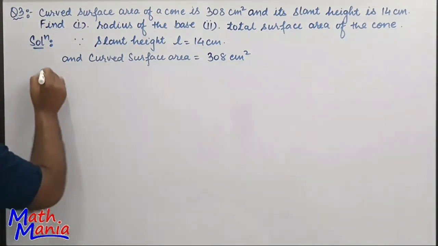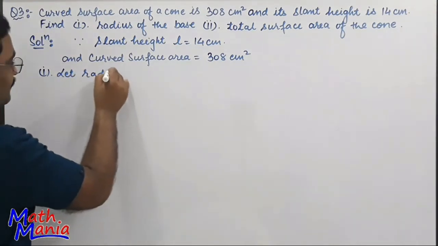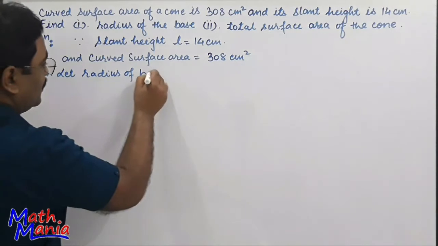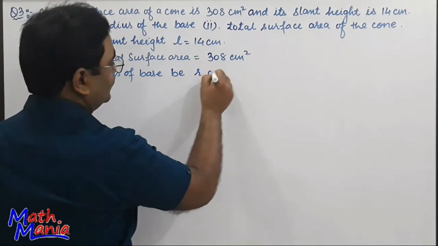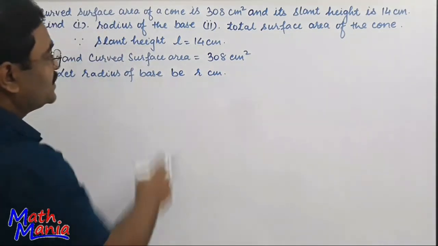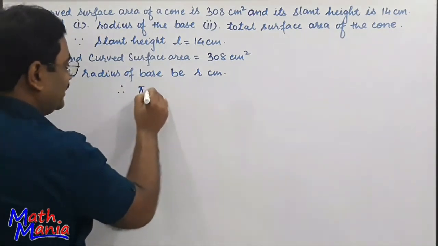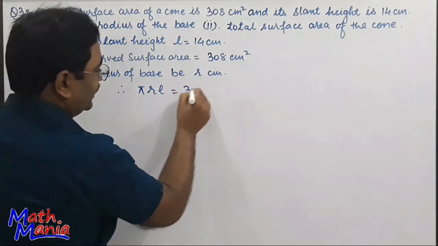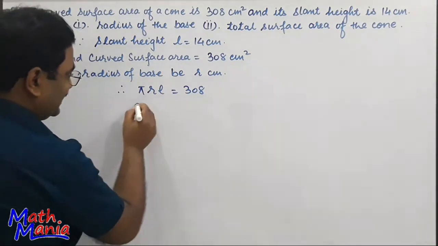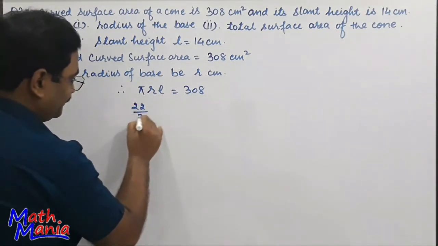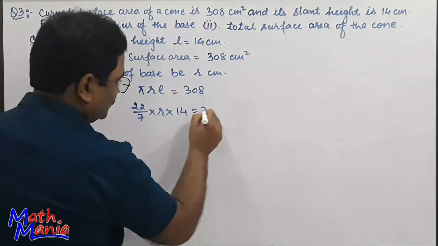We can find the radius of base easily. So first part, let radius of base be r centimeter. So as the curved surface area is given 308 centimeter square, therefore pi r into L is equals to 308. Now substitute the value of L slant height. Pi is 22 upon 7. Radius we are going to find out, and slant height is 14 is equals to 308.